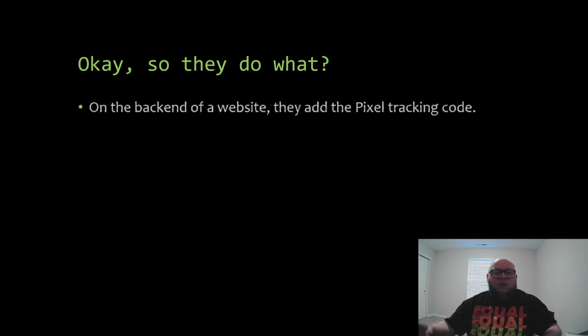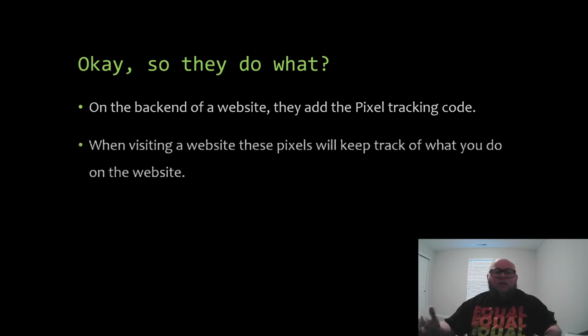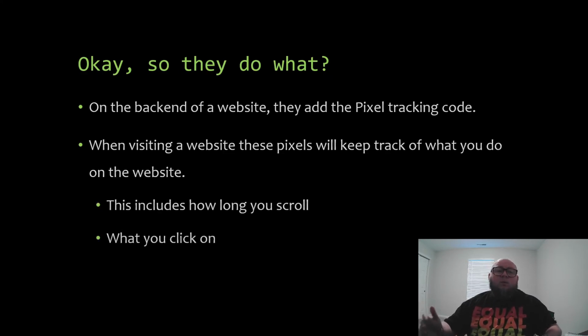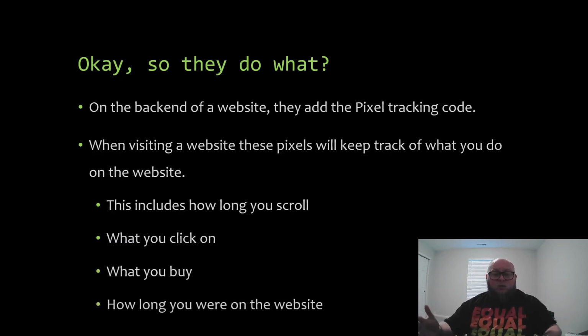So how are they using these pixels? Well, first, on the back end, usually I think in JavaScript is what they're using, they add this pixel tracking code. From there, when you visit a site, these little pixels that are designed for this pixel tracking code will then keep track of what you do on the website. So this can be anything from how long you scroll, what you click on, what you buy, and how long you were on the website.